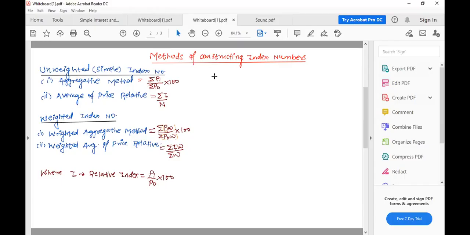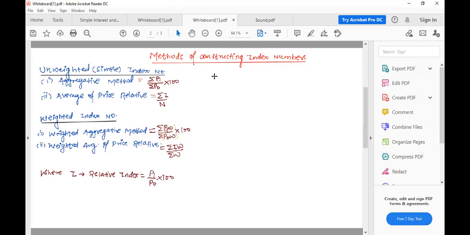Weighted average of price relative is summation of IW upon summation of W. And how do I calculate I? I is equal to P1 upon P0 into 100 for every individual commodity. P1 upon P0 into 100 is the relative index for individual commodities. Whereas when I'm talking about the aggregative method, it is summation of P1 upon summation of P0. It looks the same, but there is a difference of the summation sign.